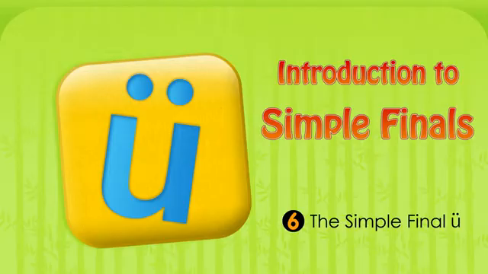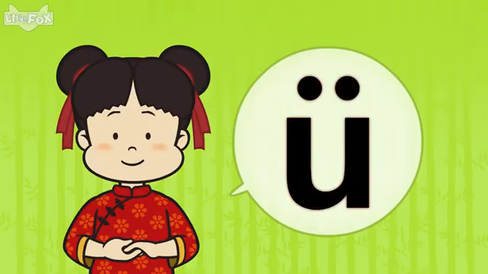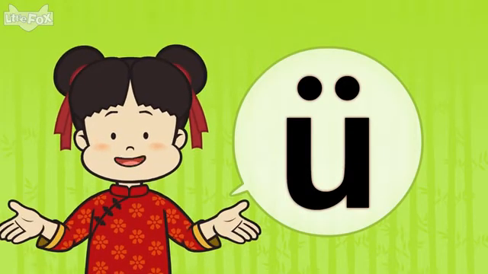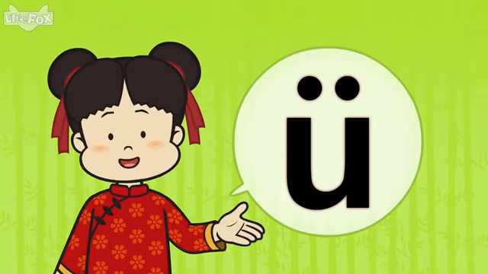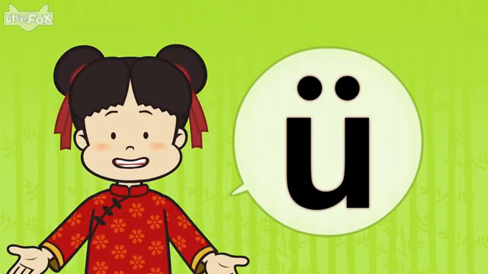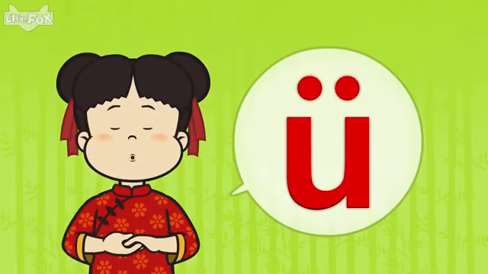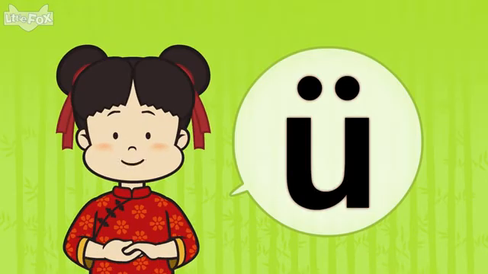Introduction to Simple Finals 6. The simple final ü. This sound does not exist in English. So I will teach you how to say this new sound. Round your lips and say the E in C. Now, let's say it in the 4 tones. Listen and repeat.